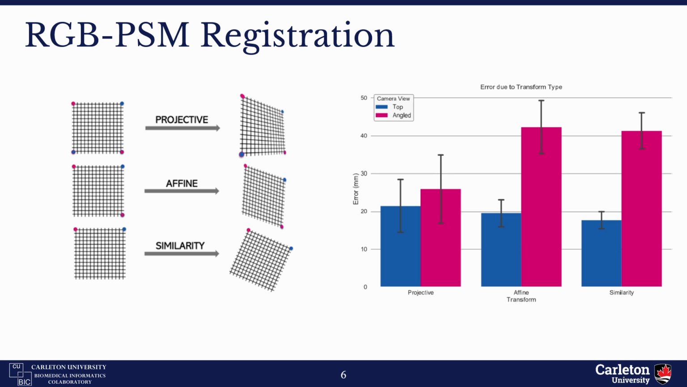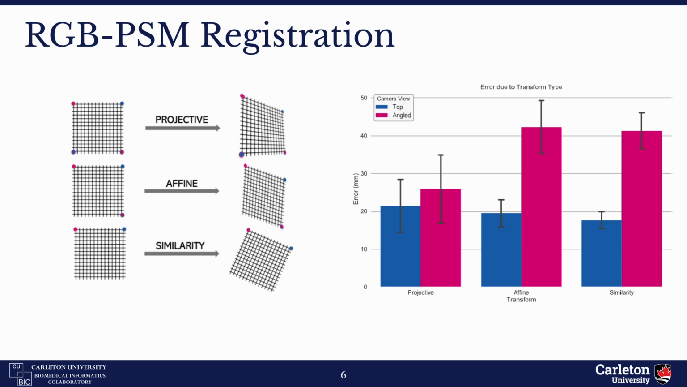On the other hand, for an affine transformation, it only requires a minimum of 3 landmarks, and for a similarity transform, it only requires a minimum of 2. However, these transforms cannot account for this perspective distortion caused by an angled camera.